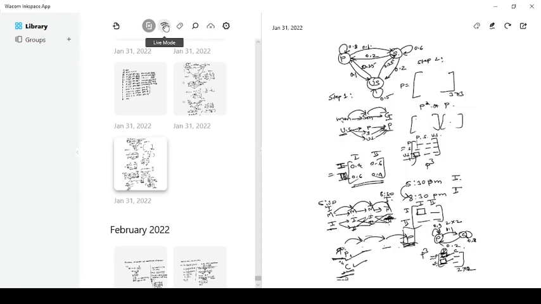Just a minute. Let me share my other window.